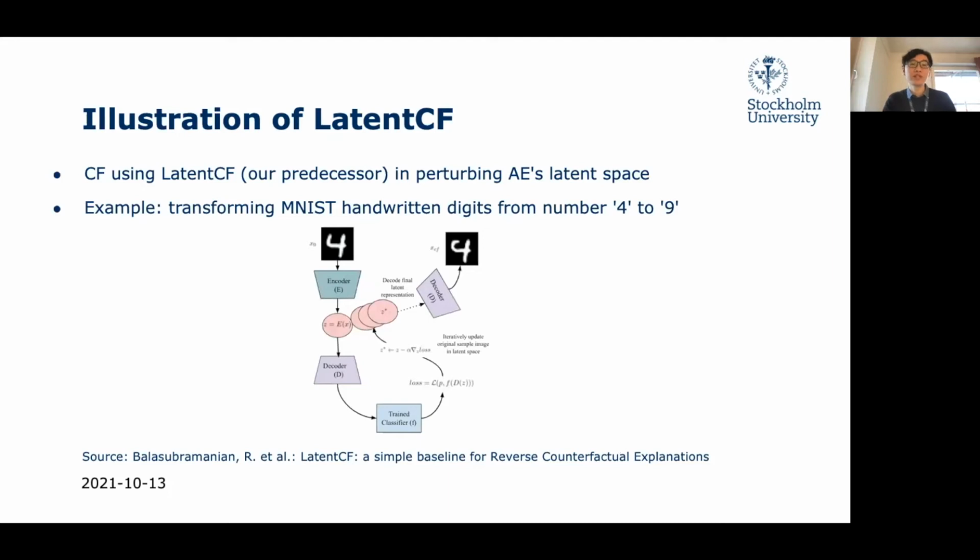And here is an illustration of the method we are trying to follow and extend. This method is called LatentCF, and here is the flow chart of how they transform MNIST handwritten digits from number 4 to number 9. There is an encoder, a decoder, and a classifier. Firstly, they use the encoding function to get the original image into the latent space Z, then decode and use the classifier to get the prediction probability, and compare it to get the loss. Making use of this loss information, they update the latent space Z iteratively using gradient descent, until they get the target output, which is number 9 in this case.